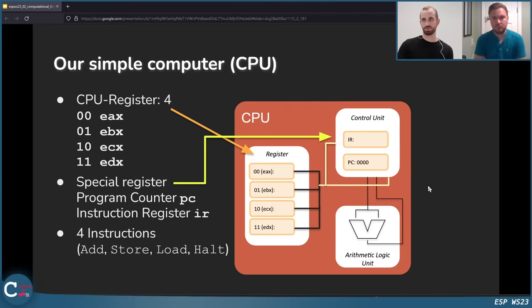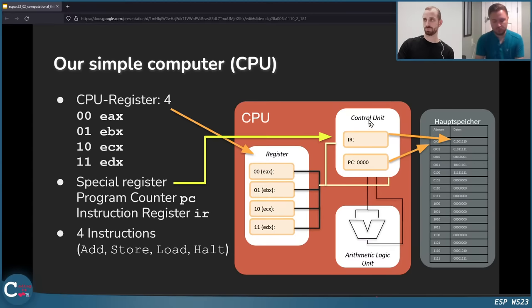So here are the registers. These are in the control unit, the special registers, and the arithmetic logic unit does all the calculations for us. And in this control unit, the instruction register points to the instruction, so to this bit value here, and the program counter just points to an address where the next instruction is stored.